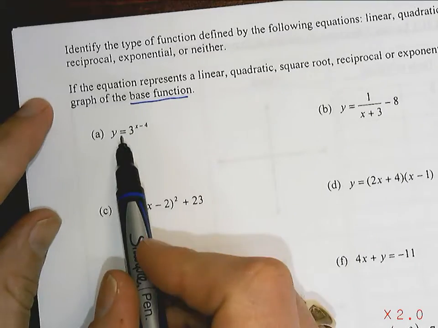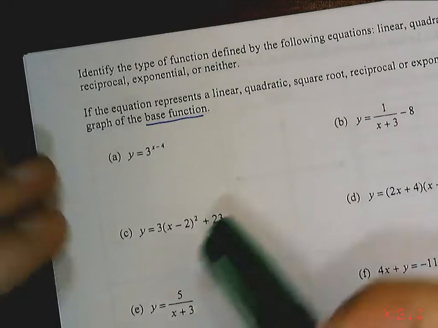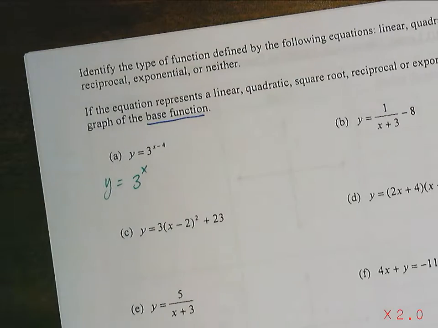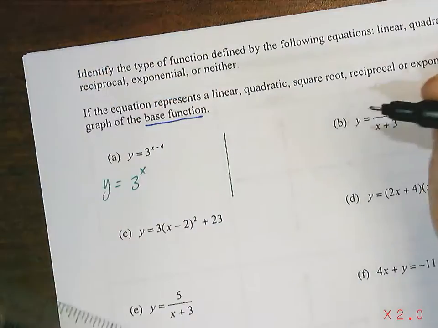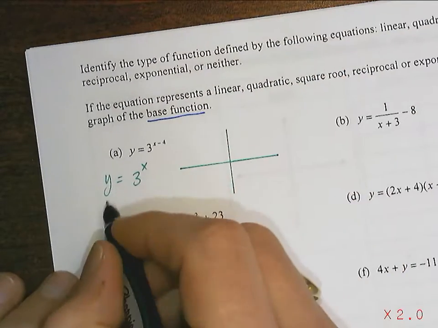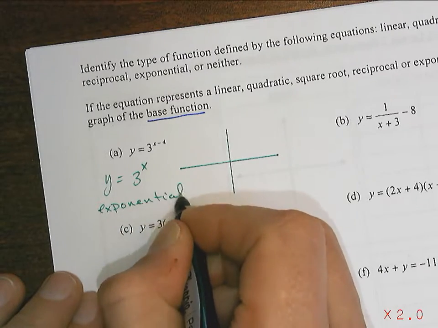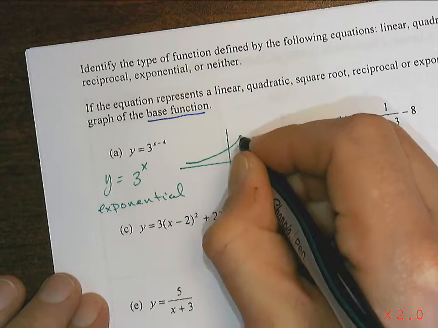Now, this is y equals 3 to the x minus 4. Its base function is going to be y equals 3 to the x. That's its base function. You don't have to worry about that -4 right now. That's going to do something to it, and we're going to talk about it. But right now, this question just asked us to determine the graph of the base function. This is an exponential function. And it's an exponential growth, so it's going to look like that.